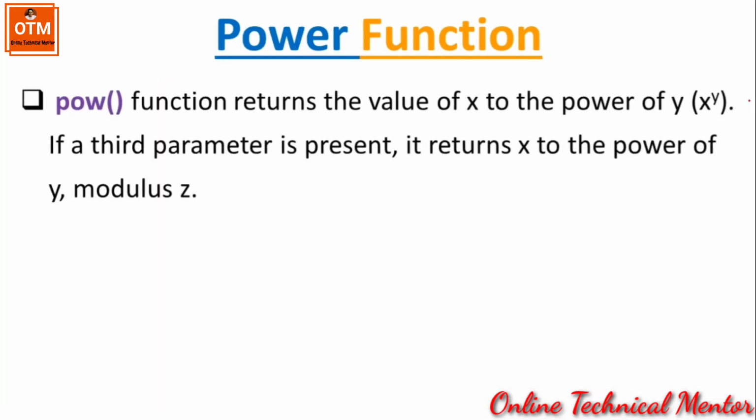Next, come to the power function. The first one is the pow function. Pow returns the value of x to the power of y. It can be written as, or think of it as, x to the power y. If a third parameter is present, it returns x to the power of y modulus z. So for the time being, forget about the last line. Think that the pow function returns a value of x to the power of y. So this pow is an inbuilt function.